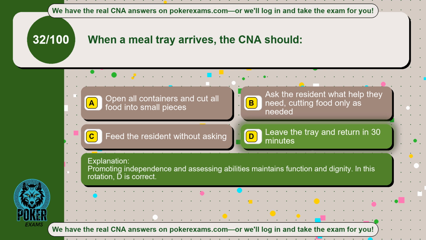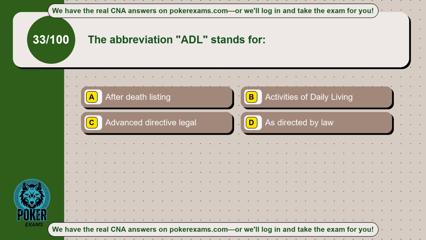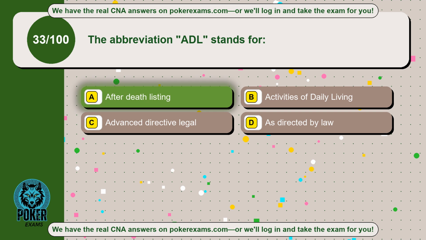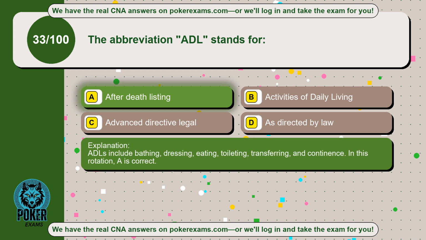Question 33. The abbreviation ADL stands for Option A, after death listing. Option B, activities of daily living. Option C, advanced directive legal. Option D, as directed by law. The correct answer is option A, after death listing. ADLs include bathing, dressing, eating, toileting, transferring, and continence. In this rotation, A is correct.